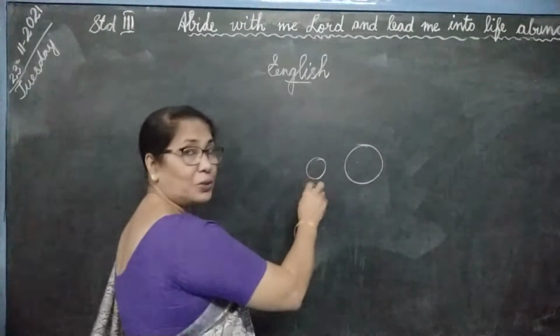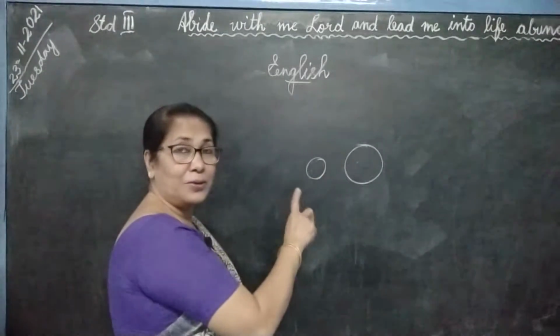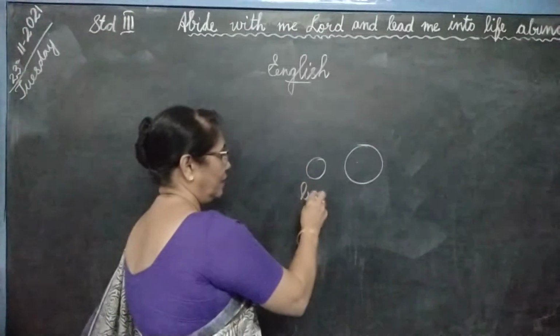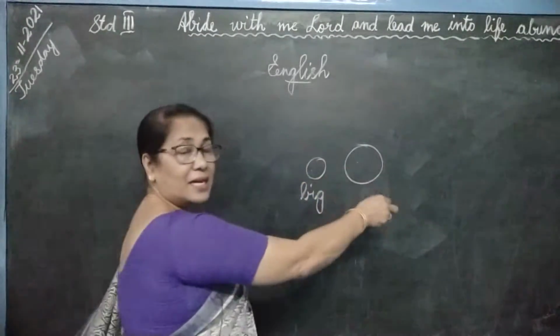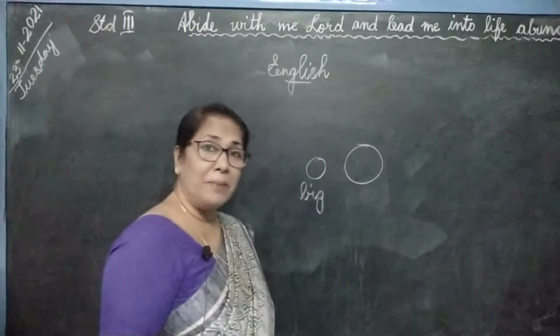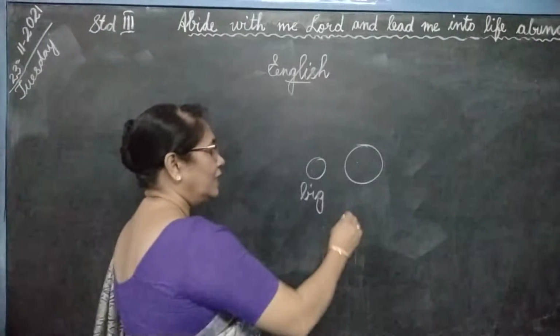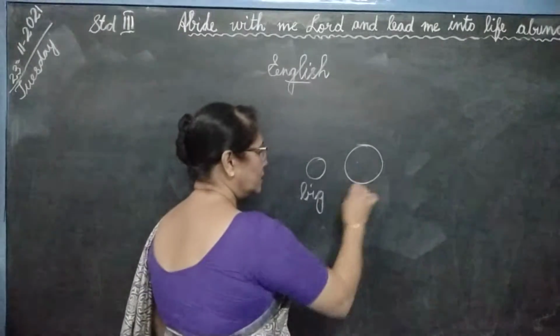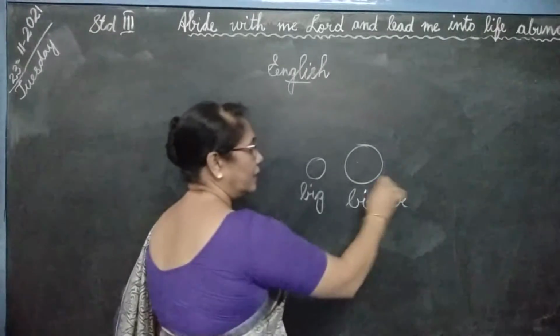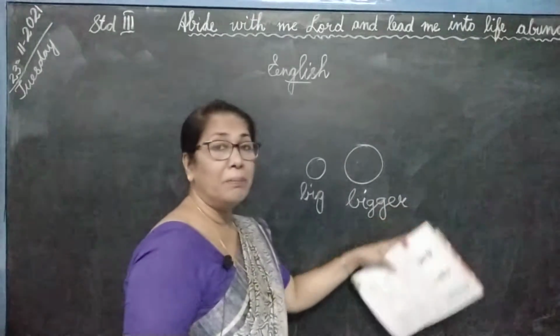Now we are not using the word small here, we are using big. This circle is big. The second circle is bigger than the first circle. So here, instead of big, we use the term bigger. When you are comparing, you use the term bigger.